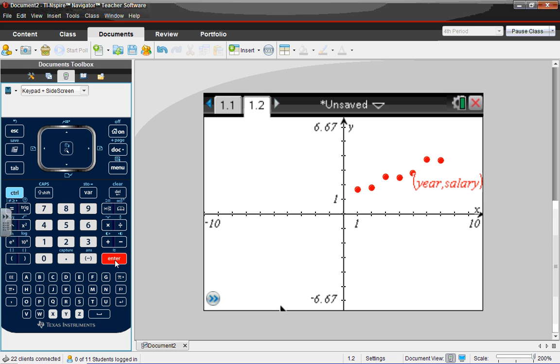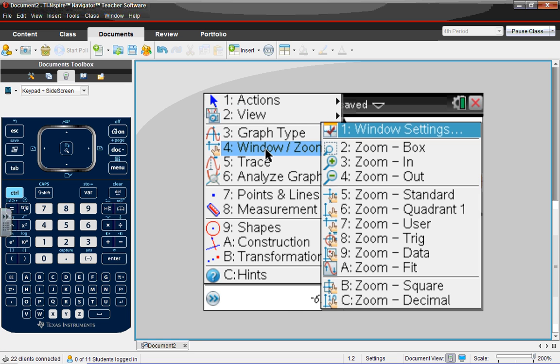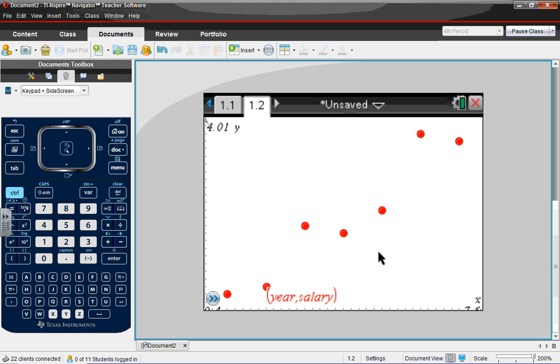Now, what does it look like? Can I see it nicely? What if you can't see it nicely? What should you do? Menu, zoom, data. And you can see it. Now, it looks different blown up, doesn't it? Looks a little different blown up.